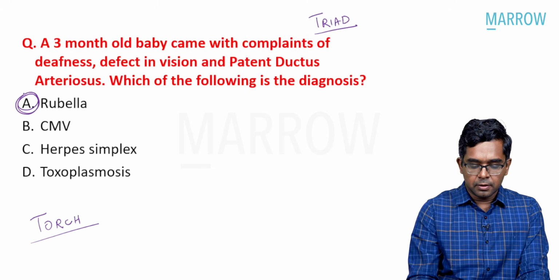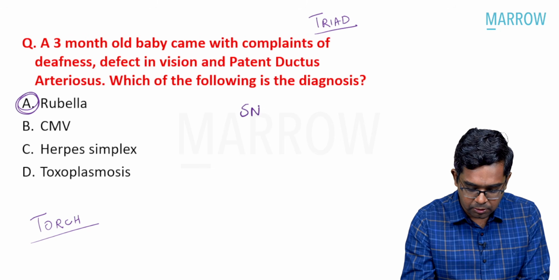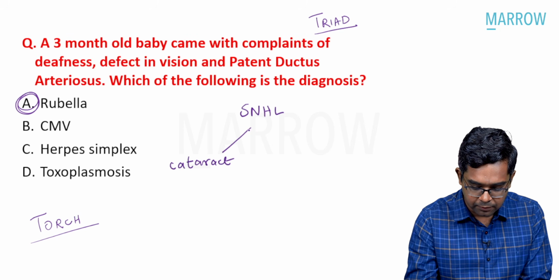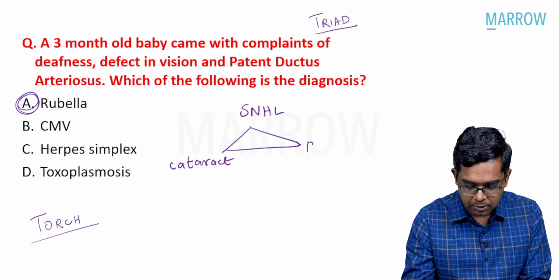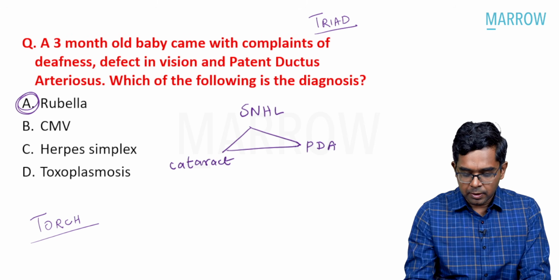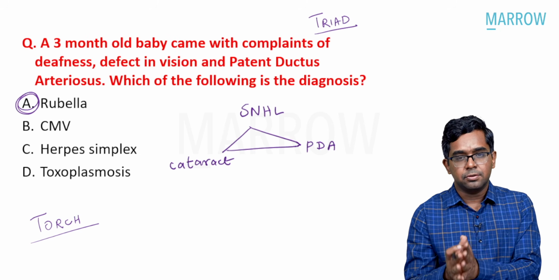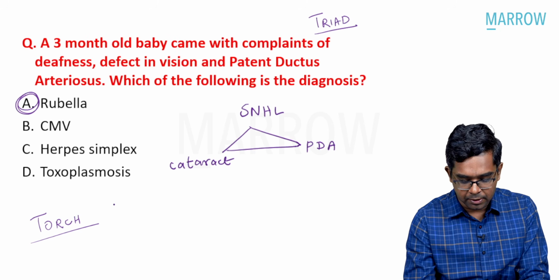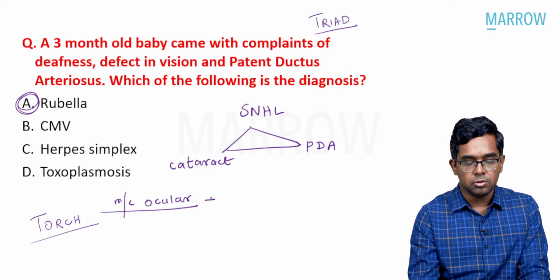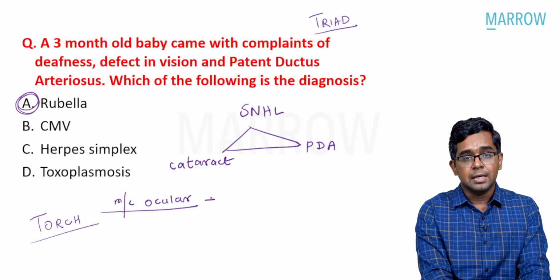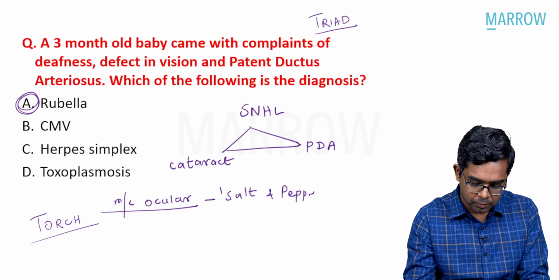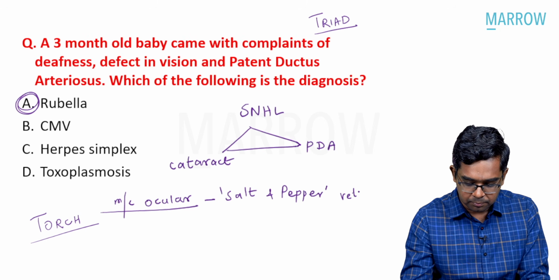The answer is rubella. The triad is deafness, which is sensorineural hearing loss, visual defect in the form of cataract, and heart defect in the form of patent ductus arteriosus. This is supposed to be the triad in case of congenital rubella syndrome. Please remember, even though in the triad the characteristic visual abnormality is cataract, the most common ocular finding in case of congenital rubella syndrome, which has been asked previously in one of the exams, is salt and pepper retinopathy.